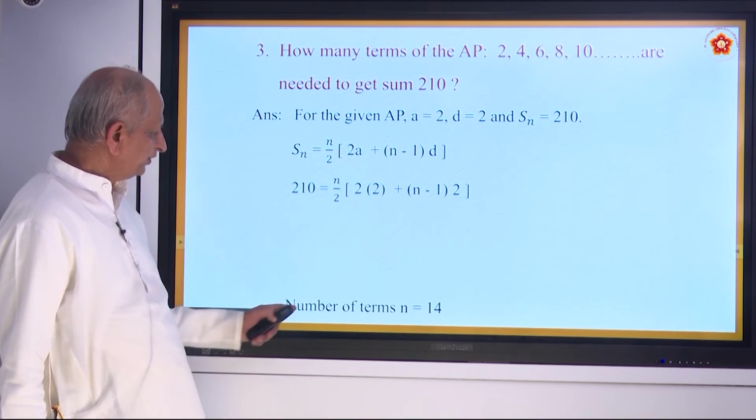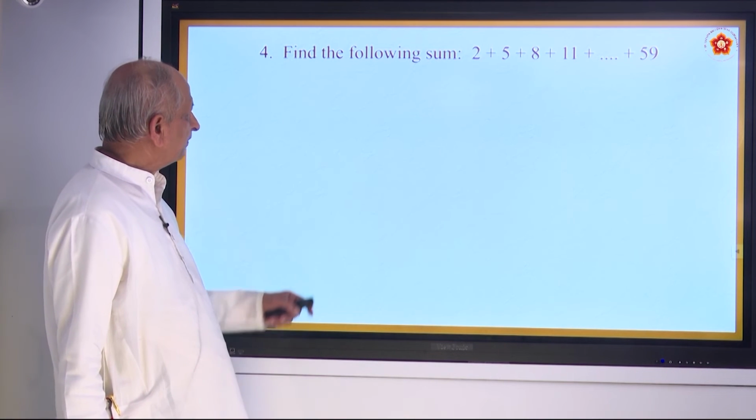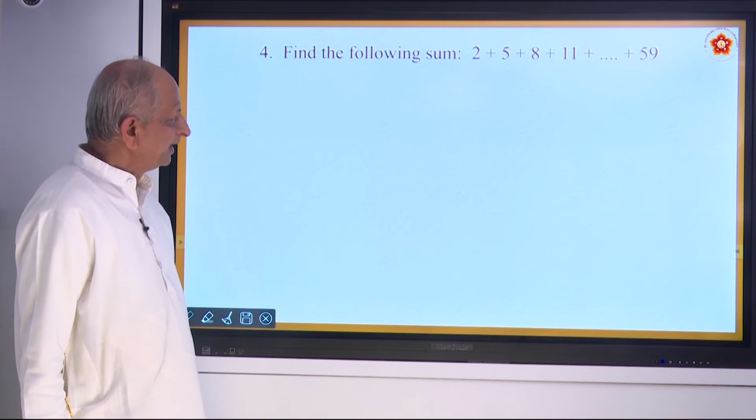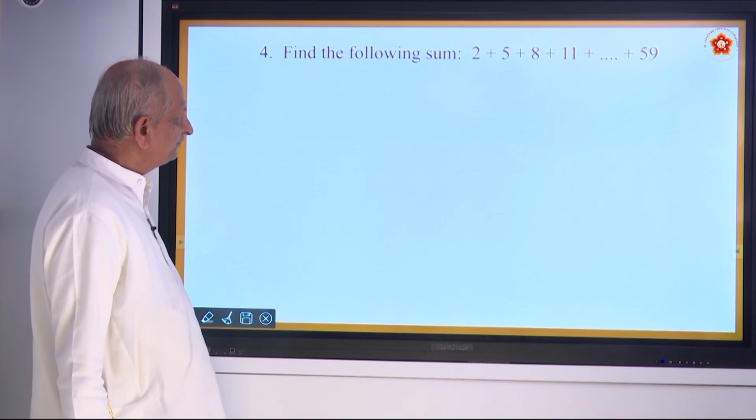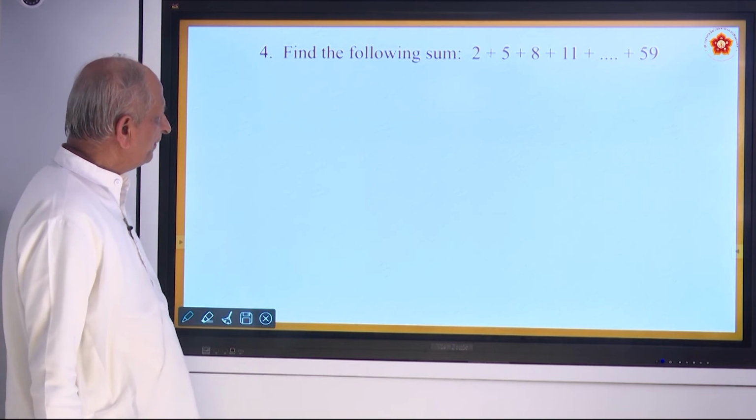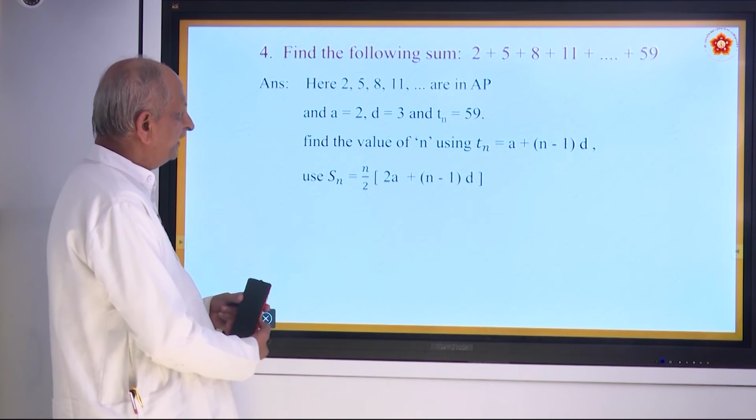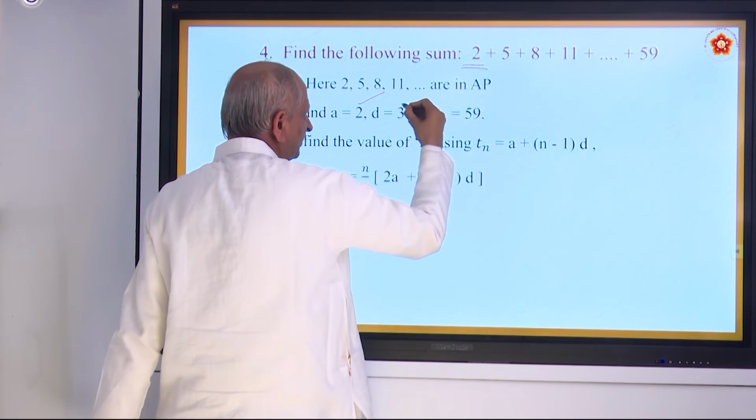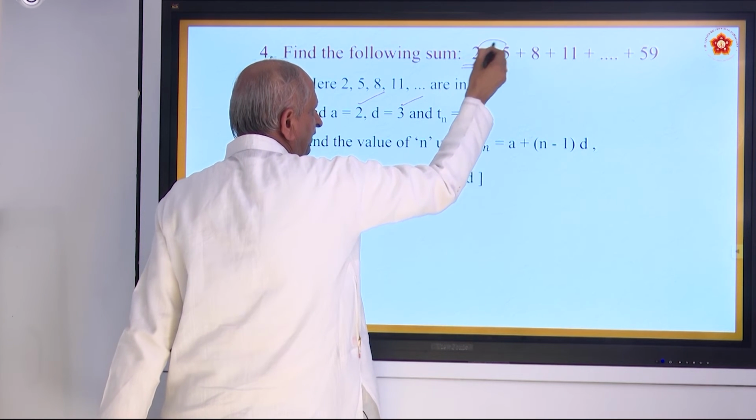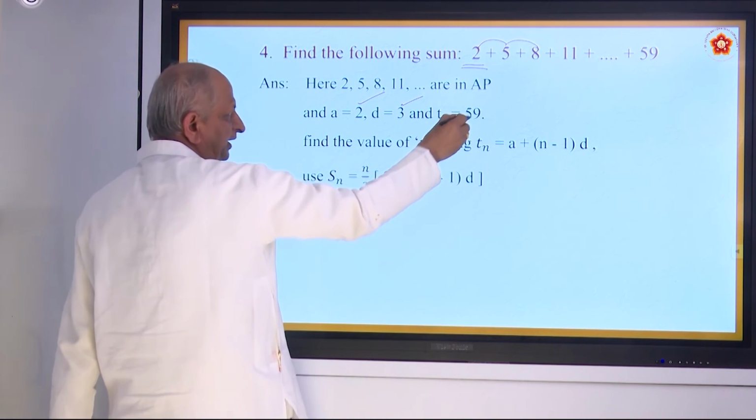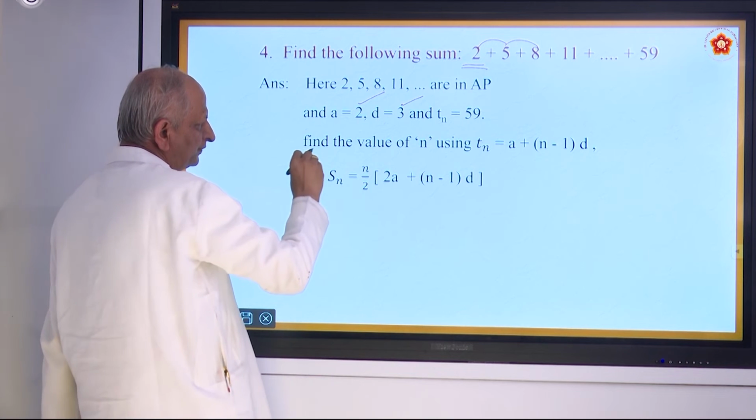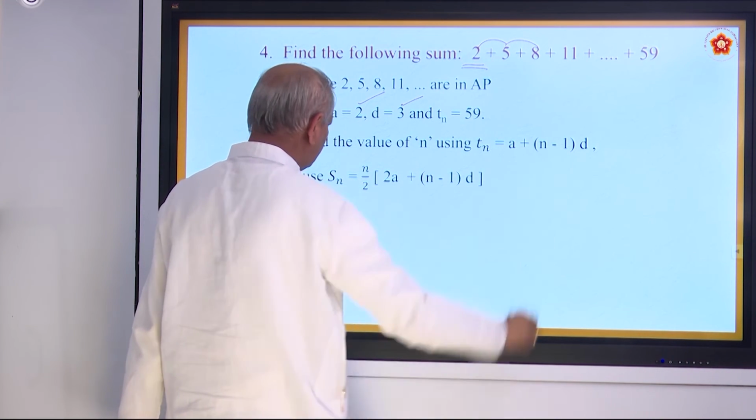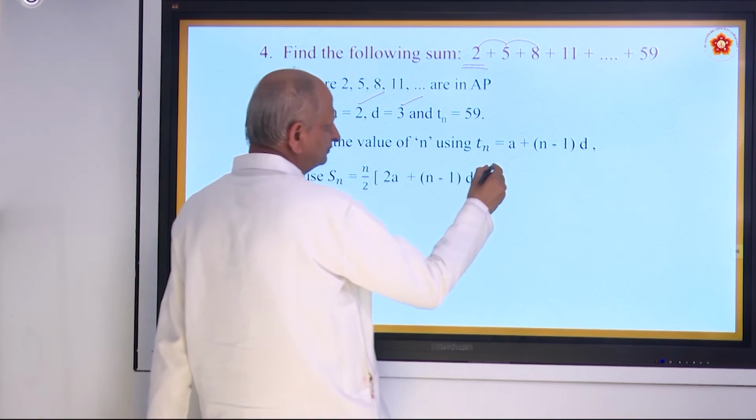So number of terms is equal to 14. Next problem, find the following sum: 2 plus 5 plus 8 plus 11 up to 59. So check the common difference. Here a is equal to 2, the first term. Common difference is 3: 5 minus 2, 8 minus 5, like that. Tn is equal to 59, the last one. And find the value of n using a plus n minus 1 into d.